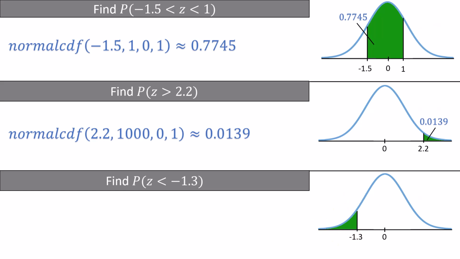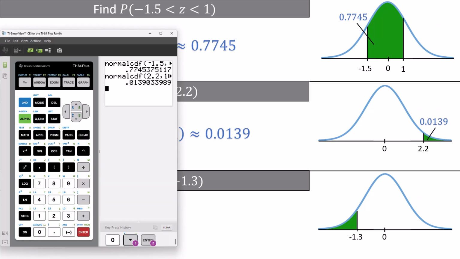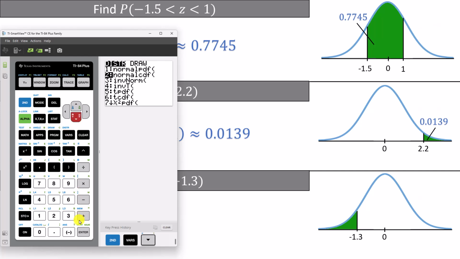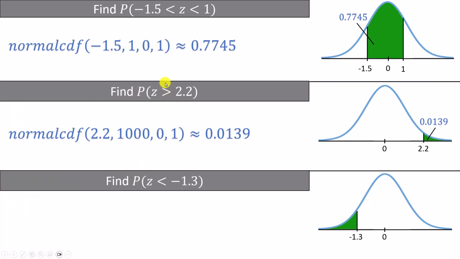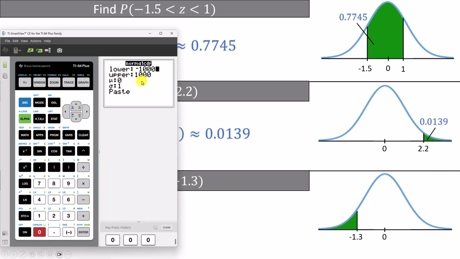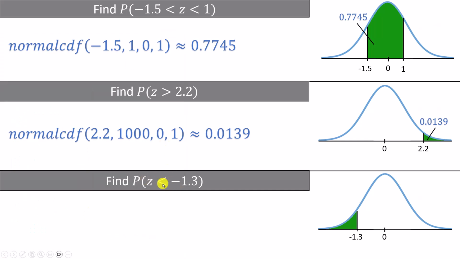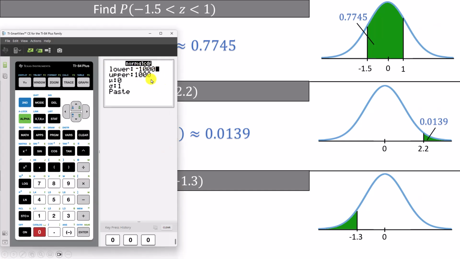Once again, we can use the normal CDF function to find the answer. So let's grab our calculator. We can go to second, distribution, option 2 for normal CDF, and then we can put in the lower and upper bounds. In this case, the lower bound is asking us, where does the shaded region start? But there really is no starting point for the shaded region. It goes forever in the negative direction. So this is the case where we use negative 1000 as the lower bound. I can't stress this enough. Anytime you have a greater than probability, you will have the upper bound as 1000, and anytime you have a less than probability, you will have the lower bound as negative 1000.